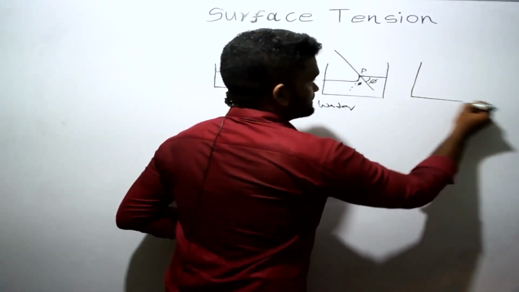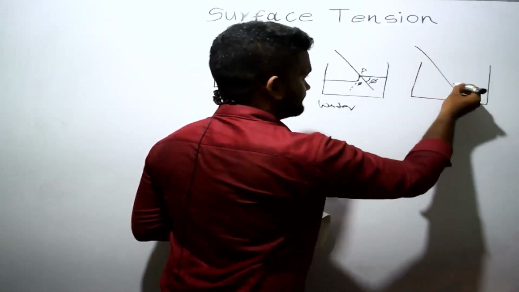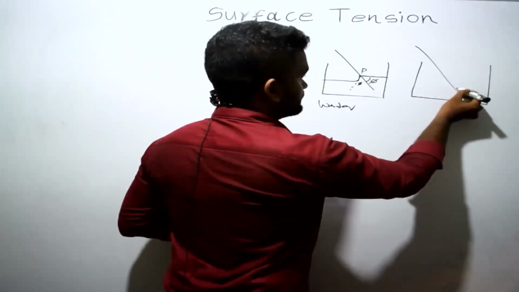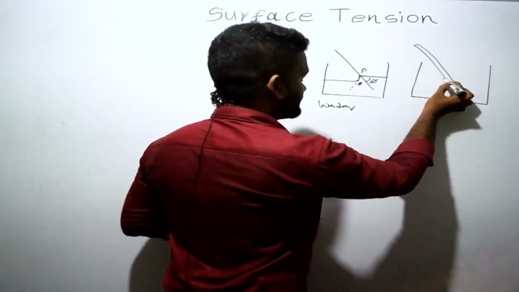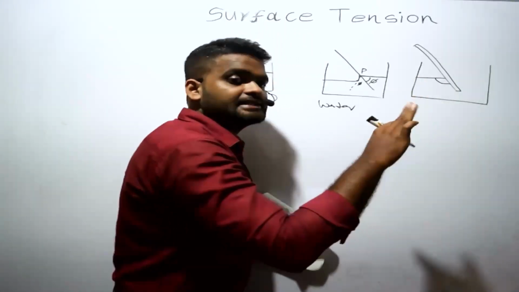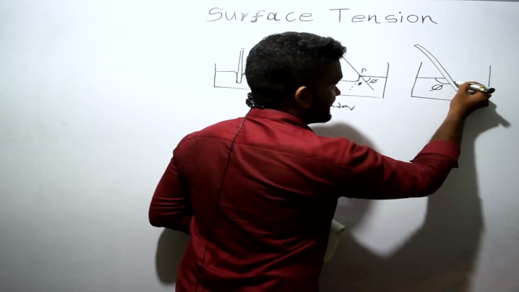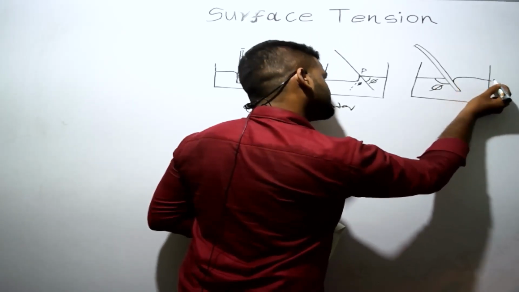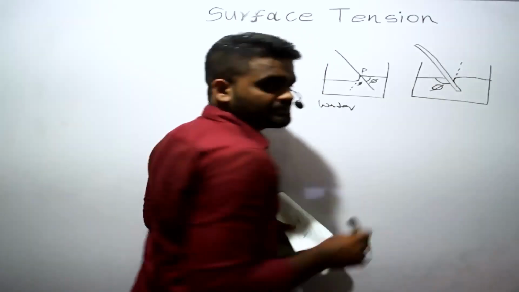Then what happens if you have mercury? For mercury, the contact angle is an obtuse angle. So for mercury, this becomes the contact angle, and the other side gets a shape like this. Measuring from this side is difficult, right?